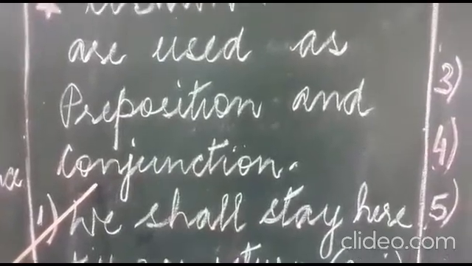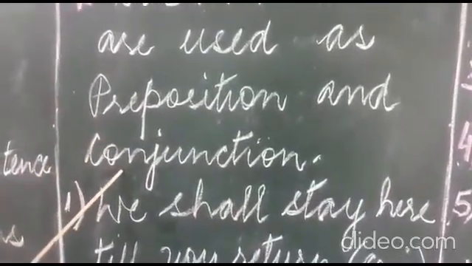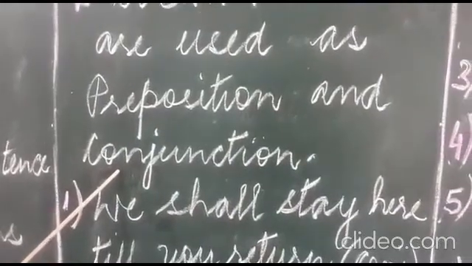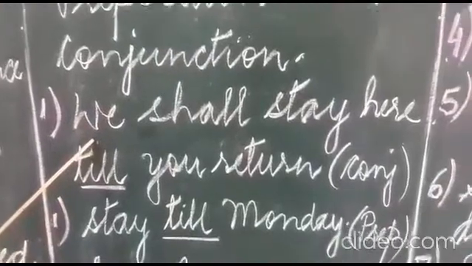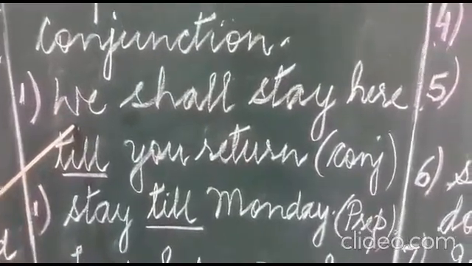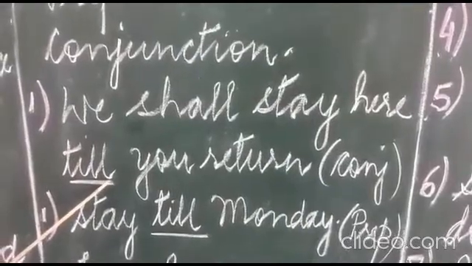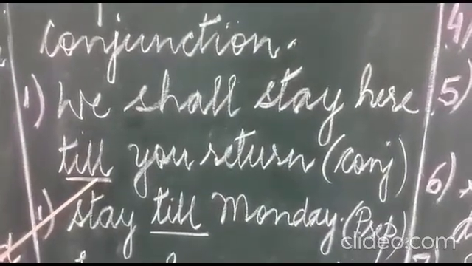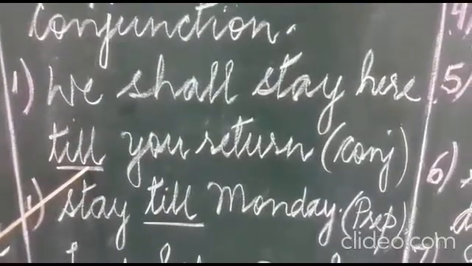Next, to understand, certain words are used as preposition and conjunctions. Okay, some words are used as prepositions also and conjunctions also. So you have to pay attention to your sentence to understand that. The first one, let's see. We shall stay here till you return. This is conjunction.